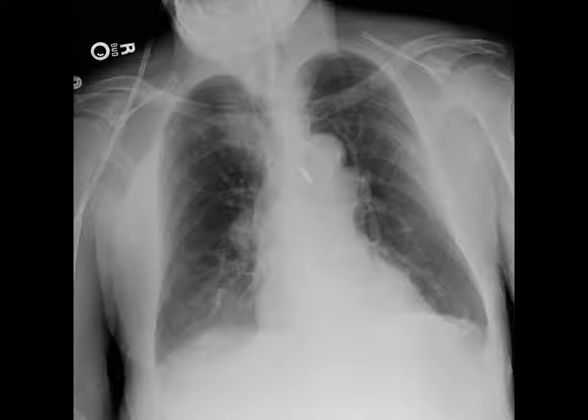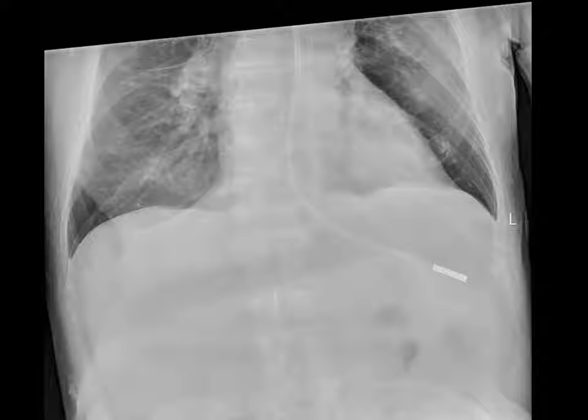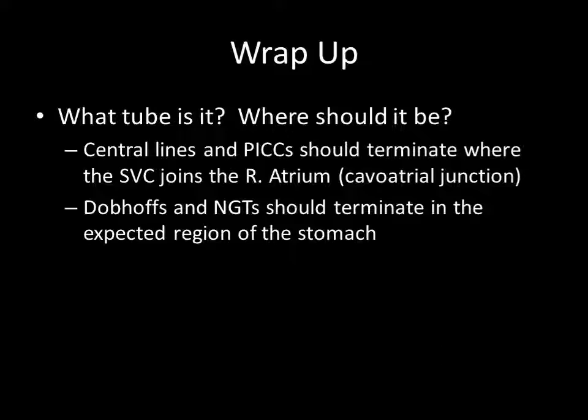This film is similar to the previous. We can see a Dobhoff tip here terminating, overlying the mediastinum. It doesn't appear to be in the airway, but we can't be sure, so we would recommend advancing this line. The Dobhoff was advanced, and again we can see the tip doesn't appear to overlie an airway. It's probably in the esophagus heading into the stomach, but we can't be sure. Again, we want to see the tip probably 10 centimeters beyond the most likely location of the esophageal gastric junction. And with the third chest film we confirm that the Dobhoff is in the stomach, and we can begin feeds.